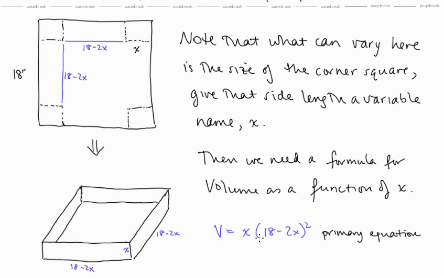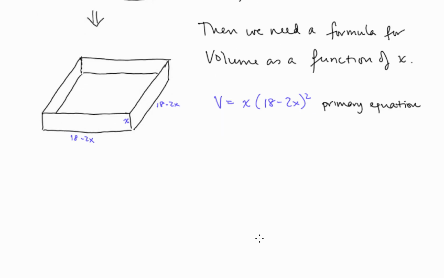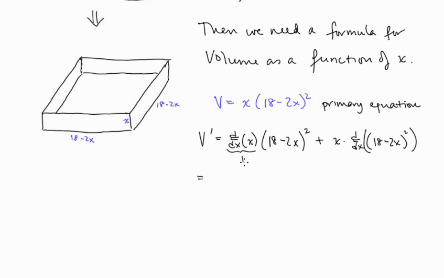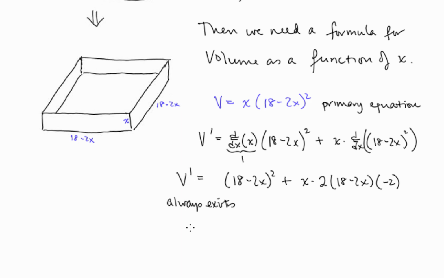So the next step then is to take the derivative. Now we could use product and chain to take the derivative, or we could multiply out. Because of the size of these numbers, I think I'm going to use product and chain. So this derivative is 1, so this is (18 minus 2x) quantity squared, plus x times, here we have a 2, (18 minus 2x) to the first power multiplied by a negative 2. This is V prime. We know that it always exists. And so we set it equal to 0 to find any critical numbers.